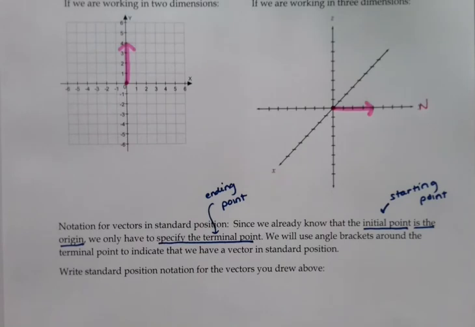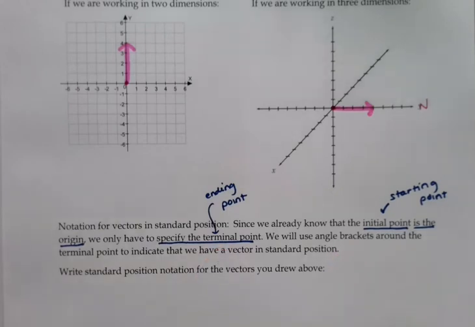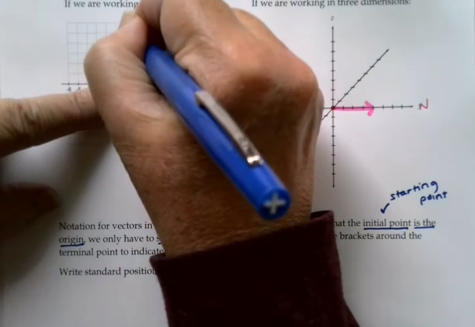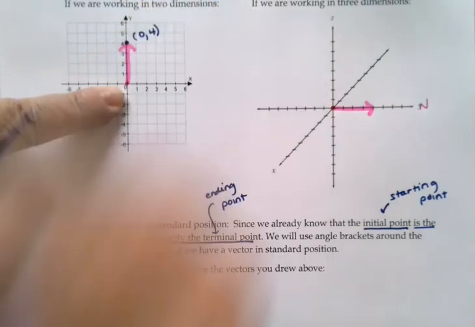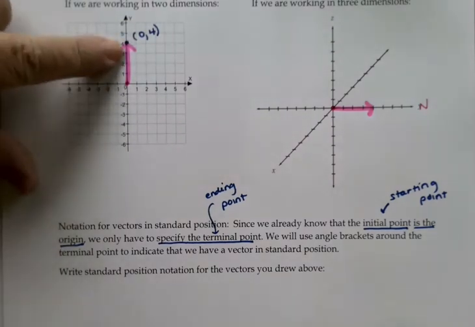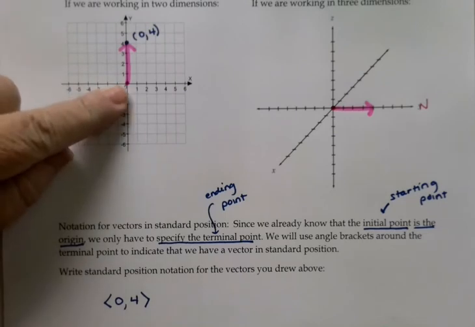In order to say that we're giving you a vector in standard position, we'll specify the terminal point and we'll use angle brackets around it. And that's how you'll know, hey, I'm being given a vector in standard position. So, in this case, the terminal point is the point 0, 4. And if I'm only referring to the point, of course I use parentheses. But if I want you to know I'm referring to that standard position vector, I would write it using angle brackets, 0, 4. I'm now referring to that mathematical object that is the vector, starting at 0, 0 and ending at 0, 4.